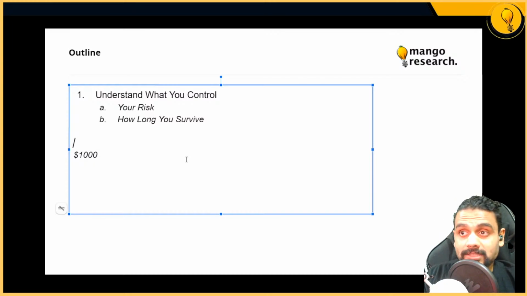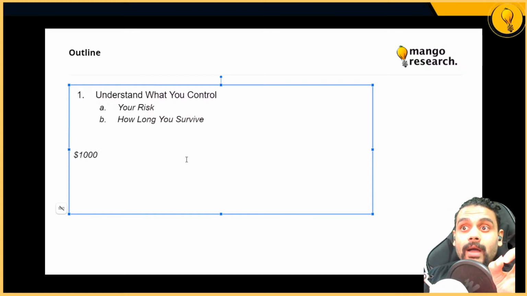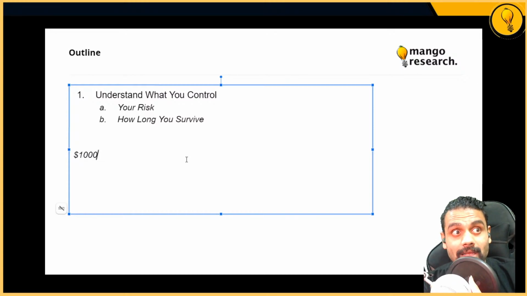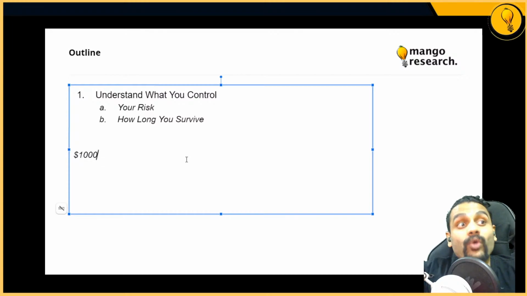Remember this. When we say you're risking $1,000, a lot of people think you're putting $1,000 into that position. That's not what it means. What it means is that you will lose $1,000 when you exit from the trade. Everything boils down to you already knowing your risk parameters before getting into the trade.